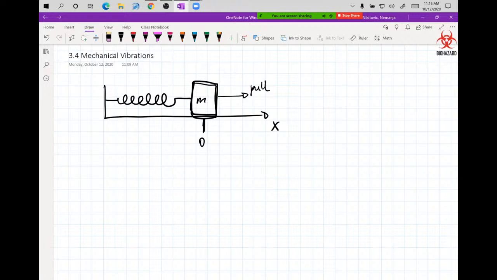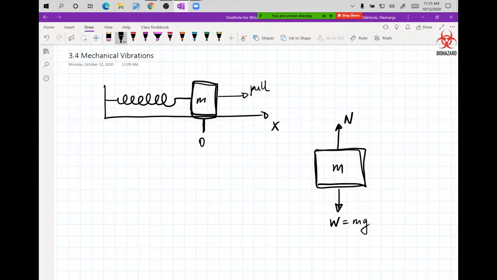See, the weight of the object, I'll draw the new picture here. So this is your mass m. The weight of the object goes straight down, as a vector, which is the weight. And that's calculated as m times g, mass times the acceleration. Then you have the normal force, N, which is equal and opposite to the weight. And that's the normal force in physics.